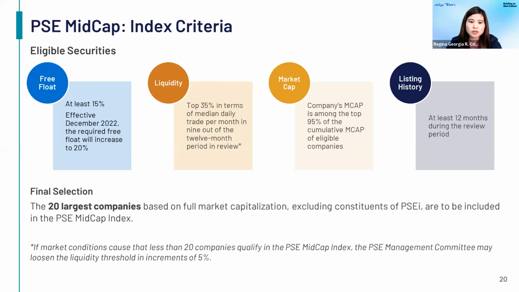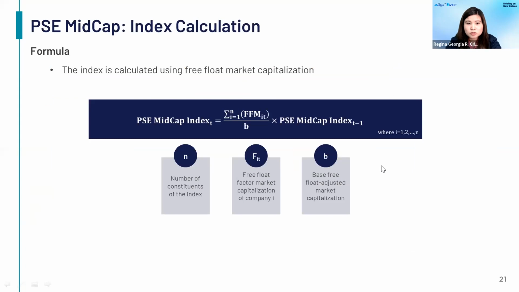For the final selection, we rank the companies according to full market capitalization, remove the PSEi members, and take the top 20 as the constituents of the MidCap Index. In terms of calculation, the index is calculated similarly to the PSEi, which uses free float market capitalization. So here, the higher the free float or the public ownership of the company, the higher part of its market capitalization is included in the computation of the index.